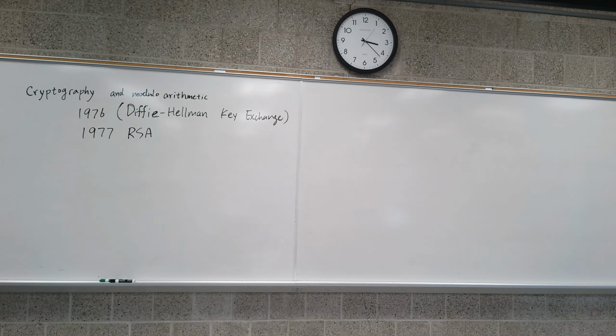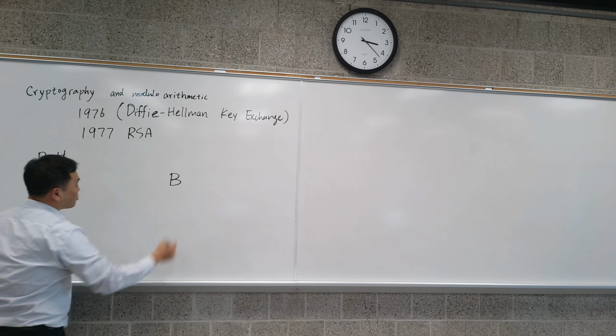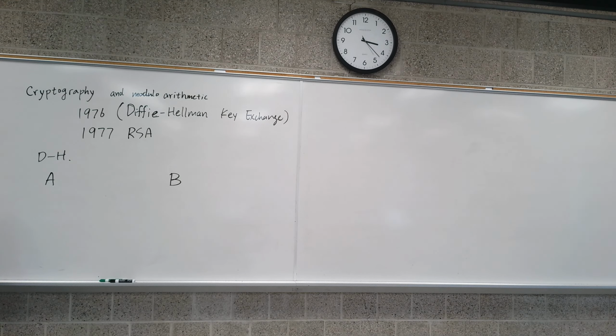Okay. So, Diffie-Hellman, they came up with their paper in 1976, does the following. So, Alice and Bob are trying to do a key exchange. They want to have a common key to use for encryption.